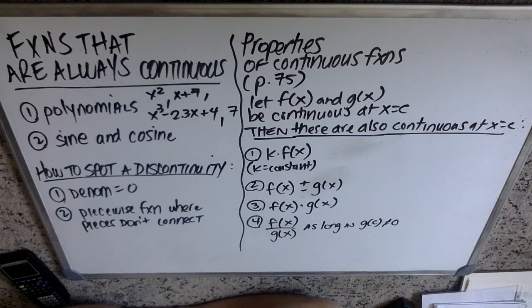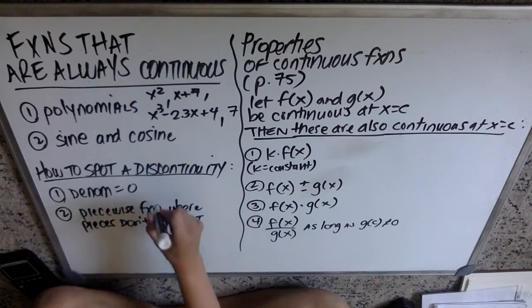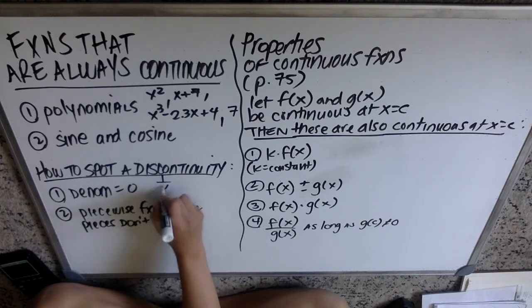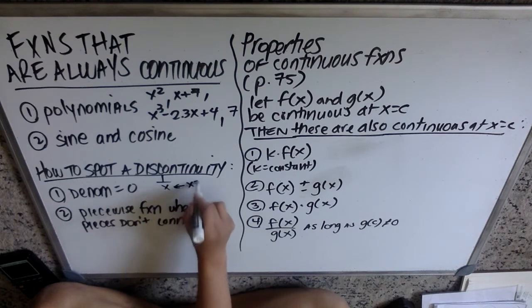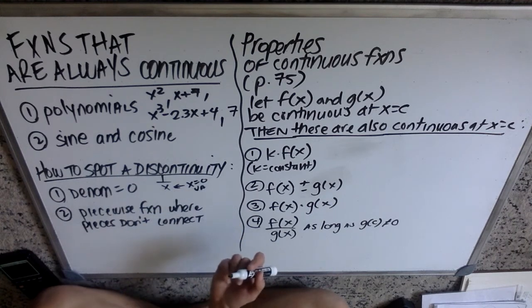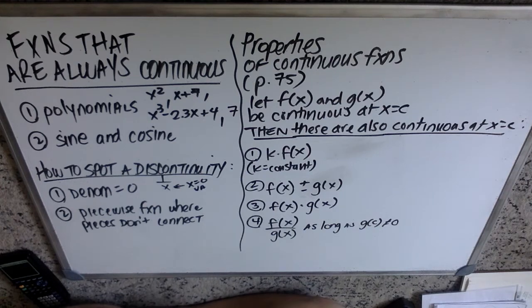Sine and cosine are also both always happy continuous functions. So some big hints about how to spot a discontinuity, and we talked about this a little bit at the end of the last video. If you have a denominator, and if that denominator can equal 0, you're going to have a discontinuity. So the example we did in the last one, I think at one point we talked about 1 over x, and how if x equals 0, there's a vertical asymptote. That's a discontinuity, right? And also piecewise functions, which we're going to talk about specifically in this video, where the pieces don't connect, and I'll show you what I mean by that in a minute.